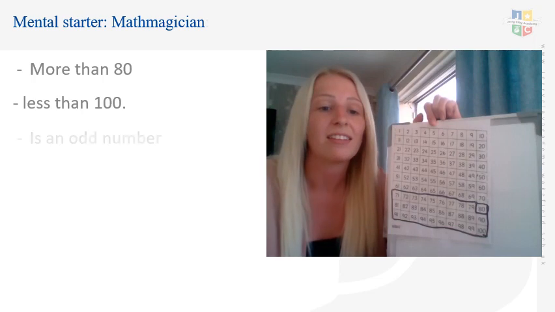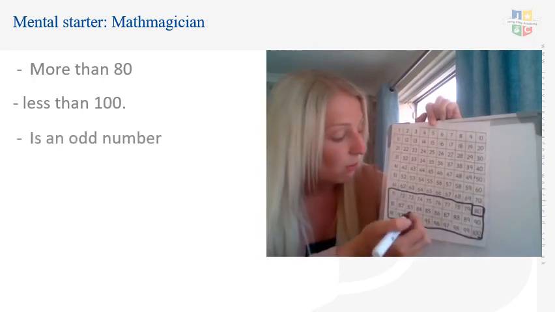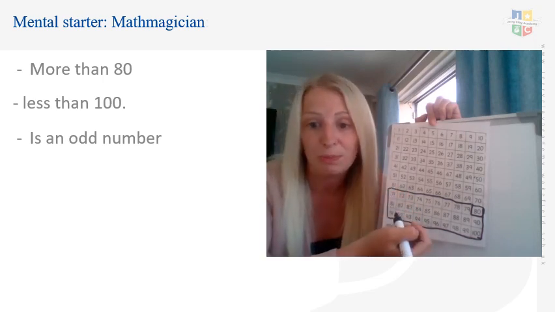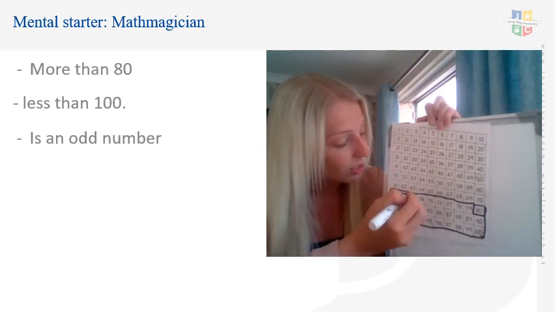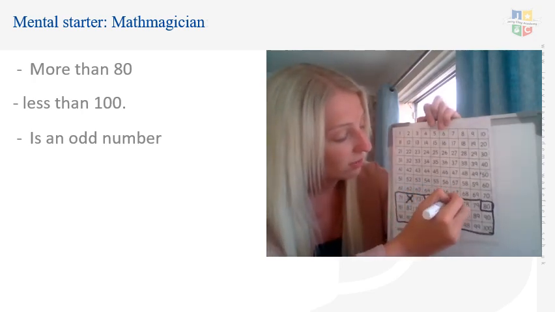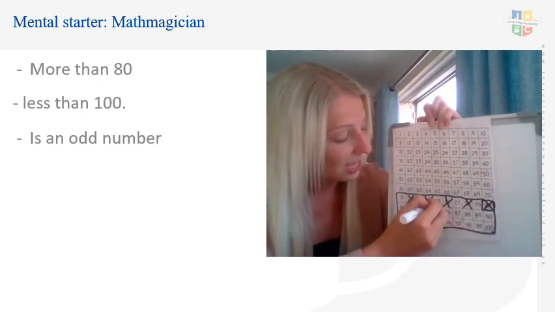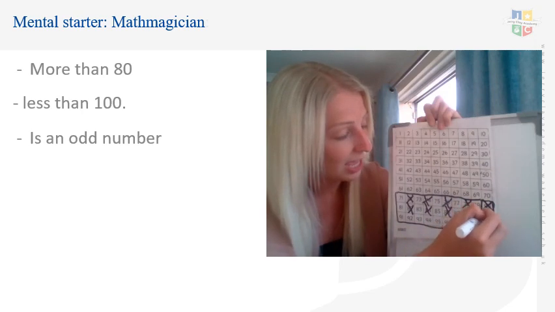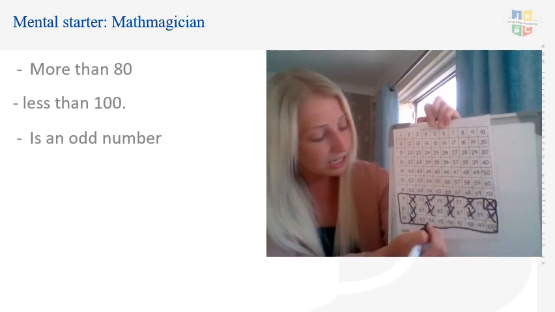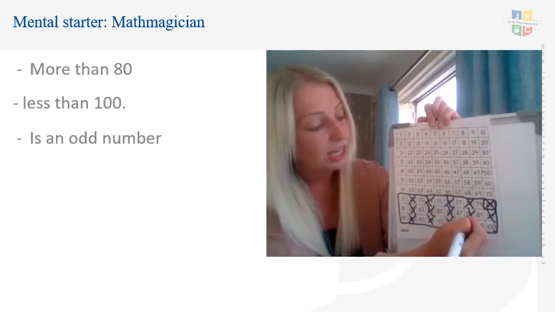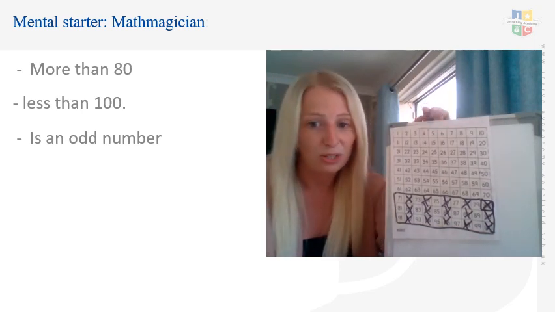The next clue is it is an odd number, so it's not an even number, so I can cross out all the even numbers that are a multiple of 2, so that end in 2, 4, 6, 8 or 10. So I can cross out 72, 74, 76, 78, 80, 82, 84, 86, 88, 90, and you can see our pattern here with our even numbers that we are crossing out: 92, 94, 96, 98, 100. So I'm only left with the odd numbers.